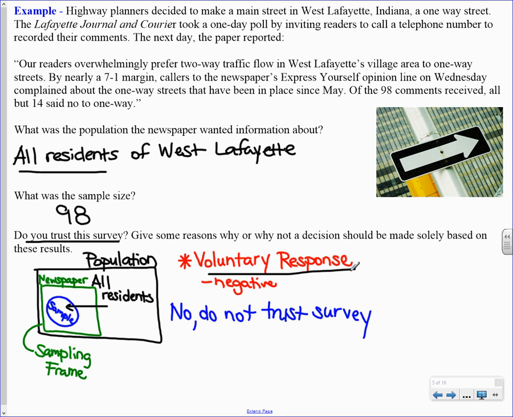So in this case, if there were some people that were really concerned about this Main Street being turned into a one-way street, they're probably going to make sure that their comments are heard and that they call in. If you just have a regular everyday reader that's reading about this and they don't really care if the street is one way or not, they're probably not going to call in and make a big deal about it because to them it doesn't really matter. So it might look like more people are opposed to it than really are in the population because they did not randomly sample a group from the population.